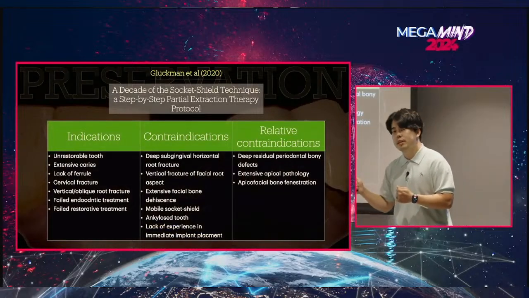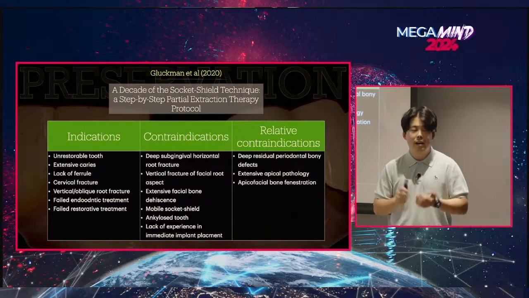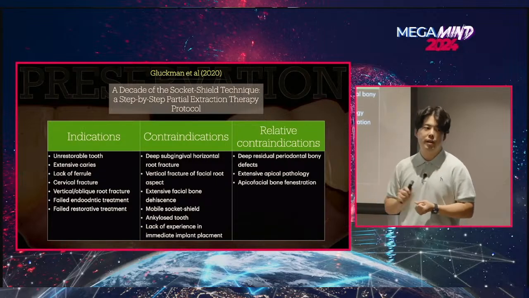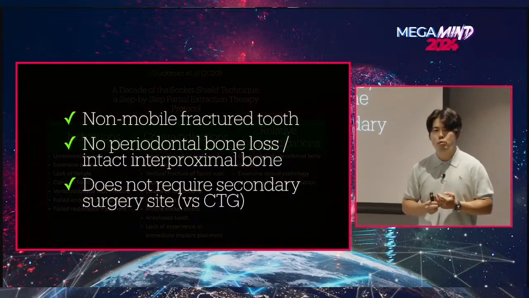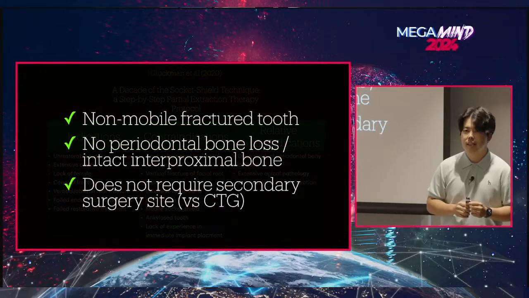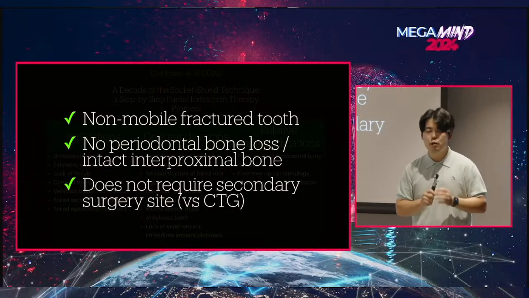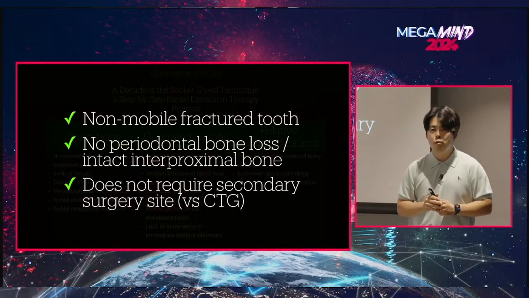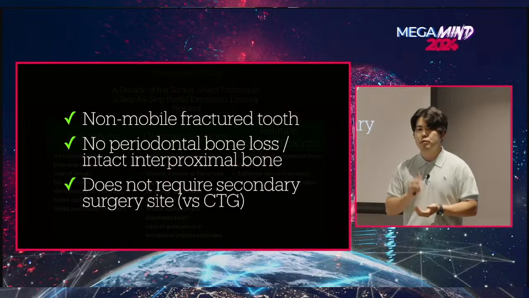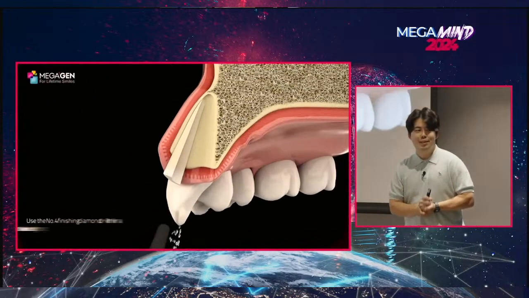This article summarizes the indications and contraindications of socket shield very, very well. Now, I don't have the time to go through every item here today, so I'm going to show you the 3 main reasons why I chose the socket shield technique as the answer for Dave. The tooth was non-mobile. There was no peri-involvement, and unlike CTG, there was no need for a secondary surgical site, reducing patient morbidity. So let's begin with the socket shield.